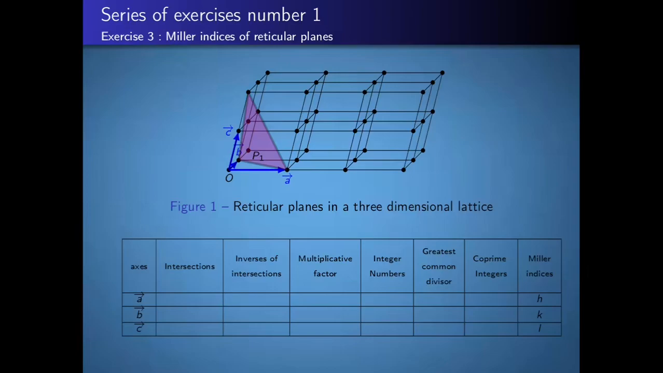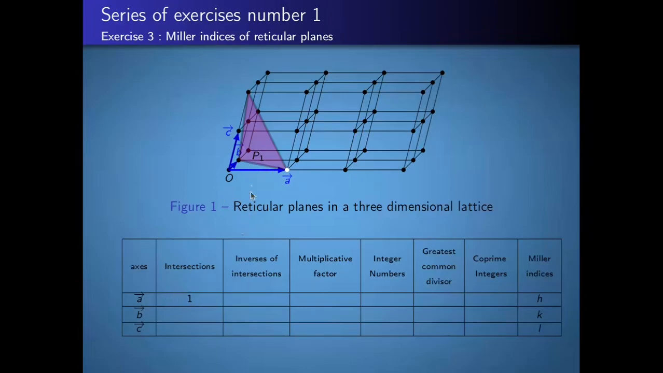In this exercise, we have to determine the Miller indices of reticular planes. Take the plane P1. We have to determine the intersection of this plane with the axes A, B, and C. We show here that this plane P1 intersects the axis A in the position 1A, and we say that the intersection of this plane with the A axis is 1A.